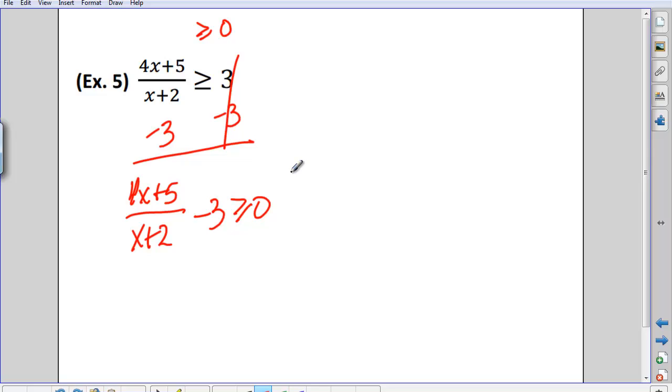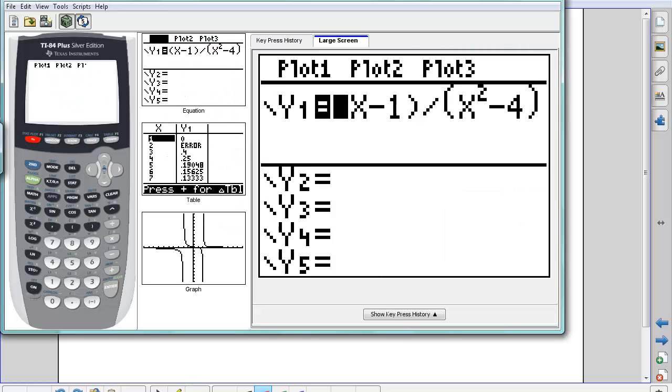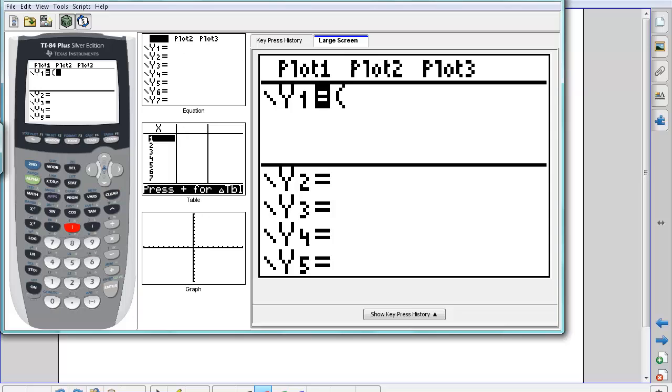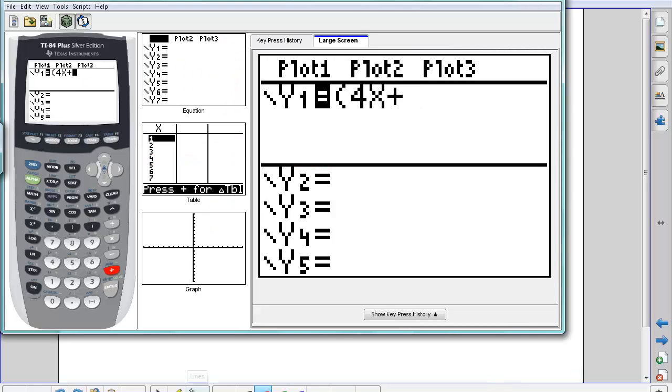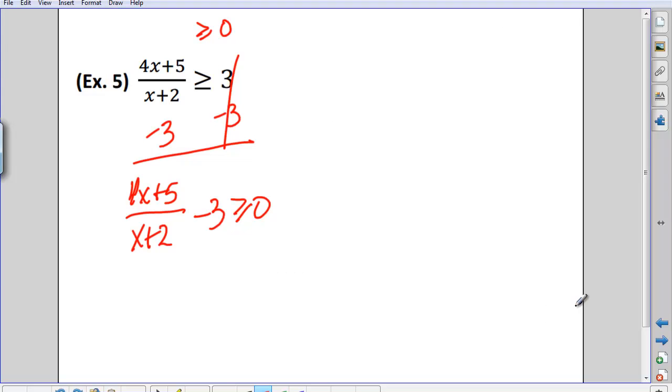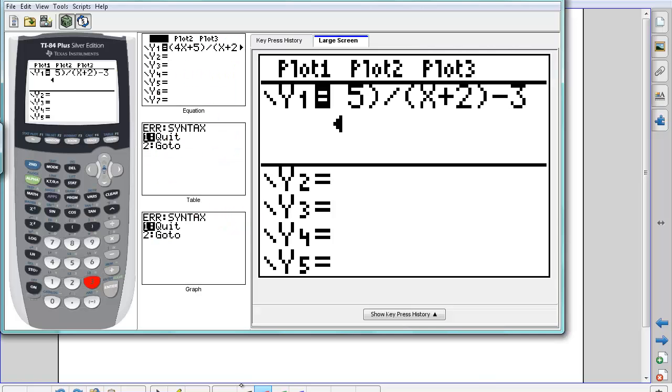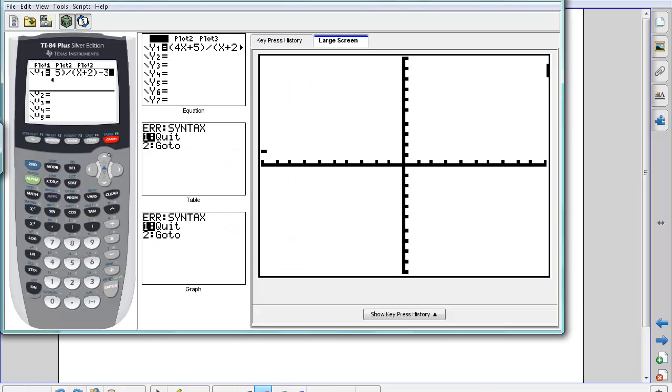Now let's go ahead and check out the graph here, see what this looks like. So we've got 4x plus 5 over x plus 2. Again, parentheses are vitally important there for that fraction. And then we've got a -3. Yeah, -3. So here's our graph.